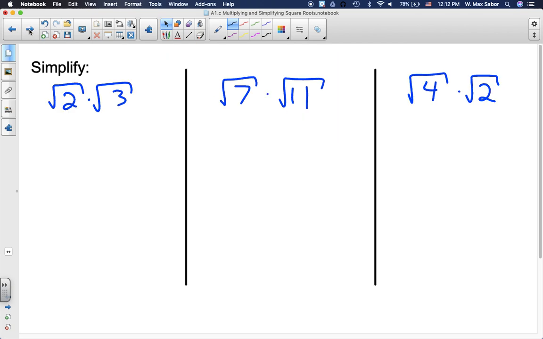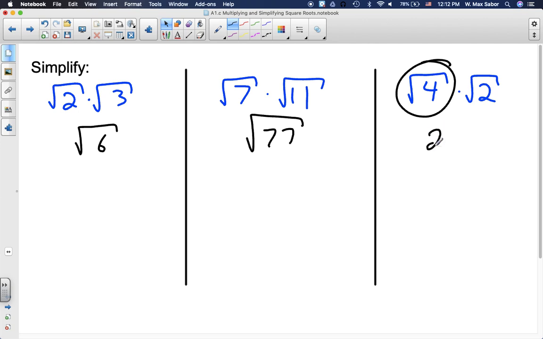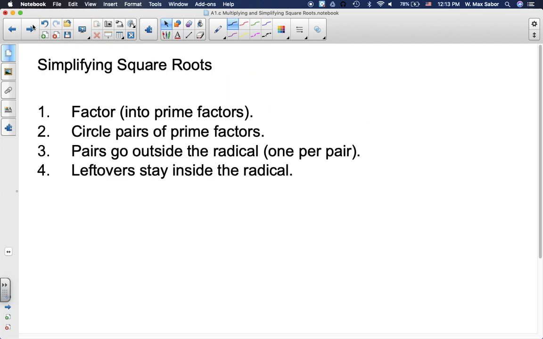So the way to simplify square roots is just straightforward. 2 times 3 is 6. 7 times 11 is 77. Here, the easier way to do this is say square root of 4. We know the square root of 4 is 2 because 2 times 2 is 4. And then we can say that it's 2 square root of 2. That's turned into that, and square root of 2 stayed the same.